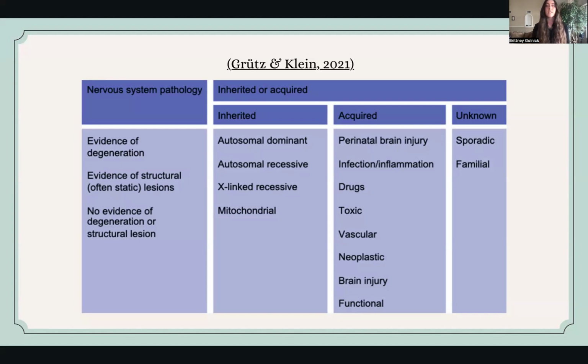And this is also from Groots and Klein. This is their etiology axis 2 classifications. So this really shows that it is another way to help diagnose and treat. And not only that, but it also helps with understanding the neurophysiology and the pathophysiology of dystonia.